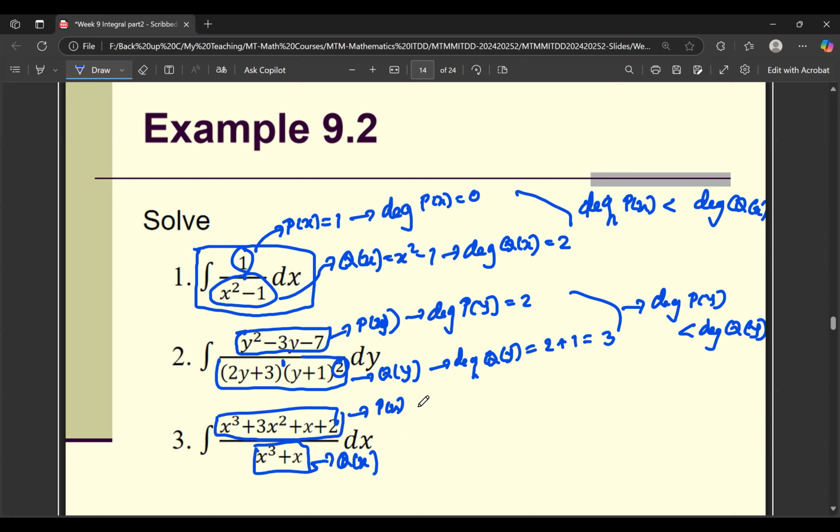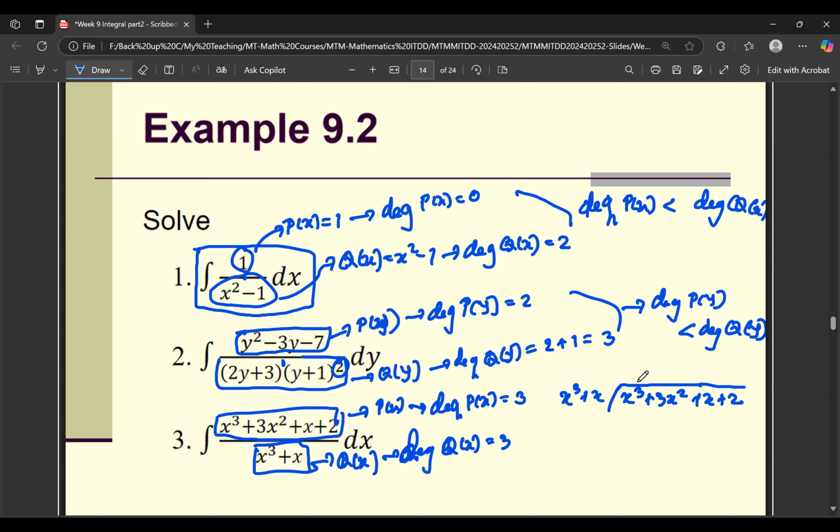In number 3, the degree of px is 3, the highest power is 3, and the degree of qx is also 3. It means that we must divide them first. We do division: x cubed plus 3x squared plus x plus 2, divided by x cubed plus x.